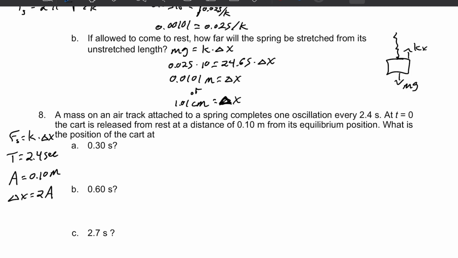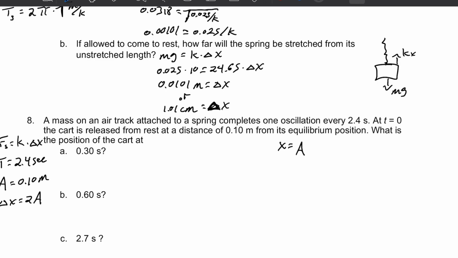In order to do this, we need to put together a formula, and the formula we're going to use is that the position that we can calculate is equal to the amplitude times the cosine of 2 pi times frequency times time. So any position we want to calculate, the position can be calculated based on the amplitude times cosine of 2 pi times frequency times time.